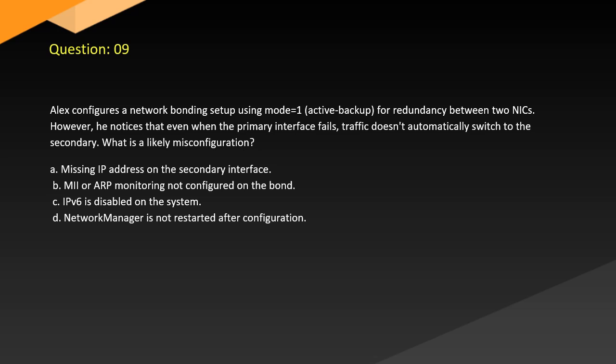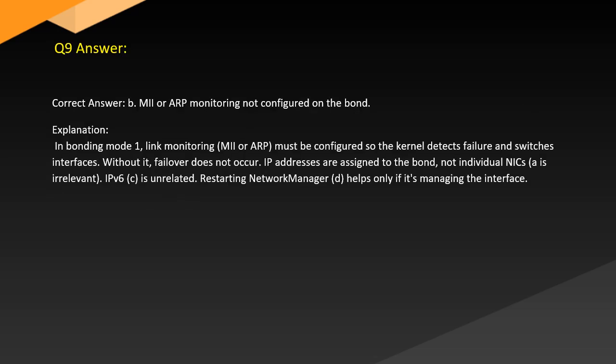A. Missing IP address on the secondary interface. B. MII or ARP monitoring not configured on the bond. C. IPv6 is disabled on the system. D. NetworkManager is not restarted after configuration. Answer. Correct answer: B. MII or ARP monitoring not configured on the bond.